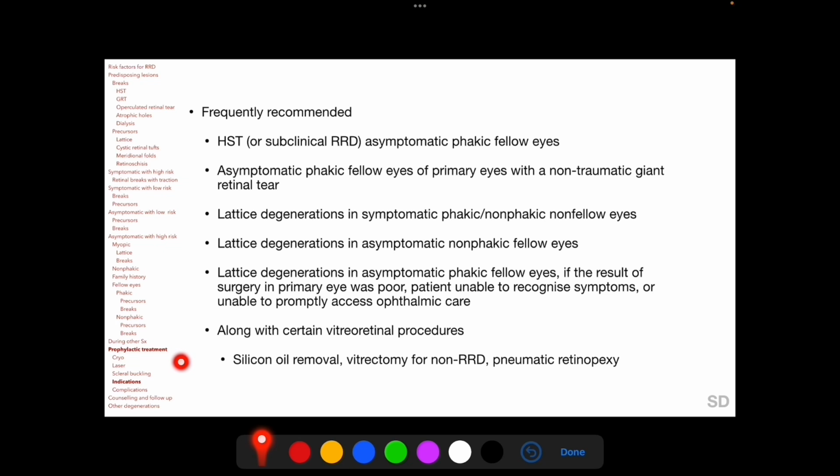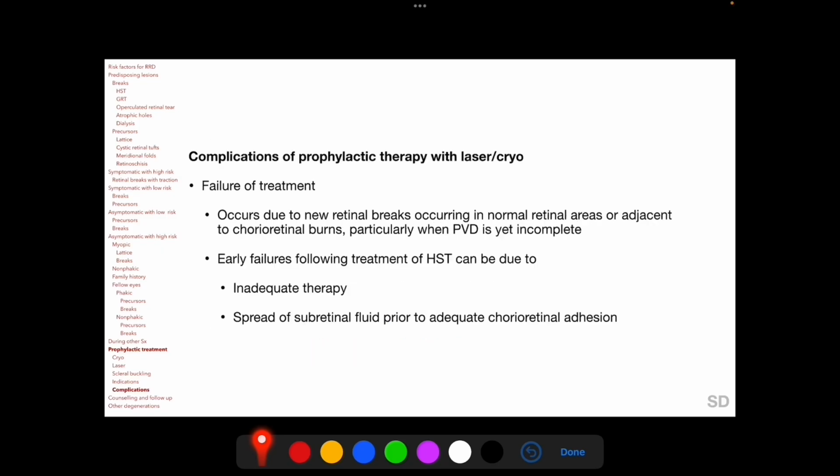And this is a list of frequently recommended indications for prophylactic therapy, and these include HST or subclinical RRD in fellow eyes or primary eyes with giant retinal tears, lattice degenerations in symptomatic eyes, lattice degenerations in non-phakic fellow eyes, lattice degenerations in phakic fellow eyes under certain extenuating circumstances, and along with certain vitreoretinal procedures.